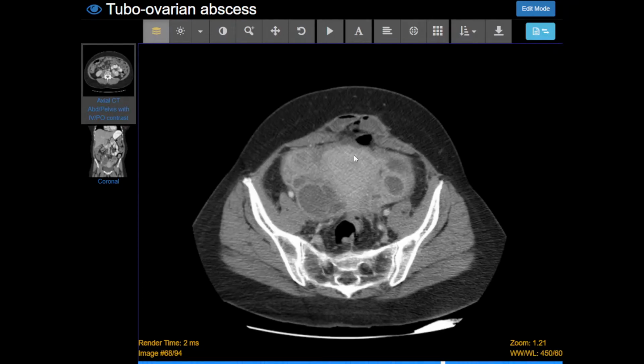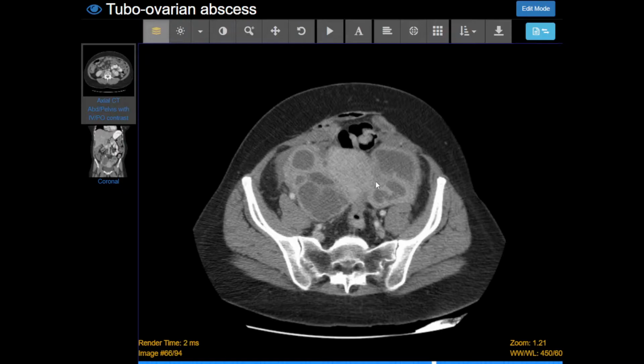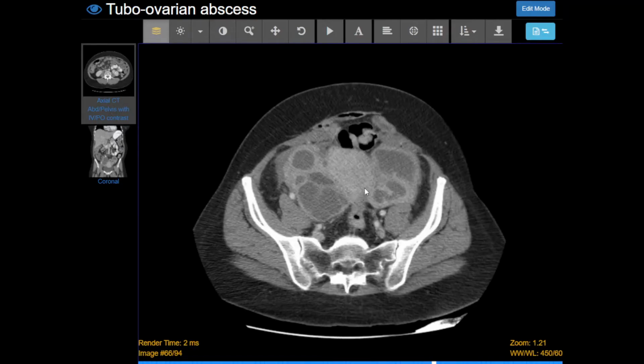It's a female, and you can see the uterus is this midline structure here, a little bit of that low-density endometrium. And on both sides of the uterus are these cystic structures that have thick enhancing walls. These are the adnexal regions right up against the uterus. You can see that some of them appear more circular while some are tubal in configuration.